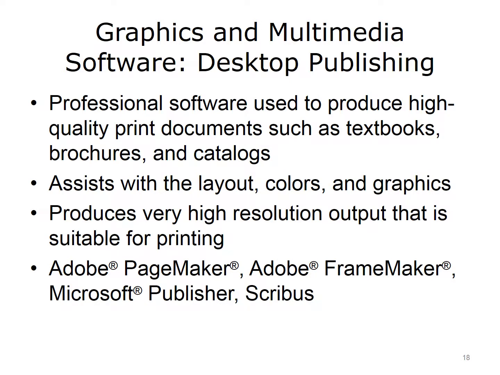Graphics and multimedia applications are used to create and edit images, videos, audio, and even video games. Desktop publishing software is professional-grade software used to produce high-quality print documents such as textbooks, brochures, and catalogs. It provides far more powerful formatting and higher resolution output than a word processor can. There are several options available for this type of software, including Adobe PageMaker, Adobe FrameMaker, and Microsoft Publisher. Scribus is an open-source option.